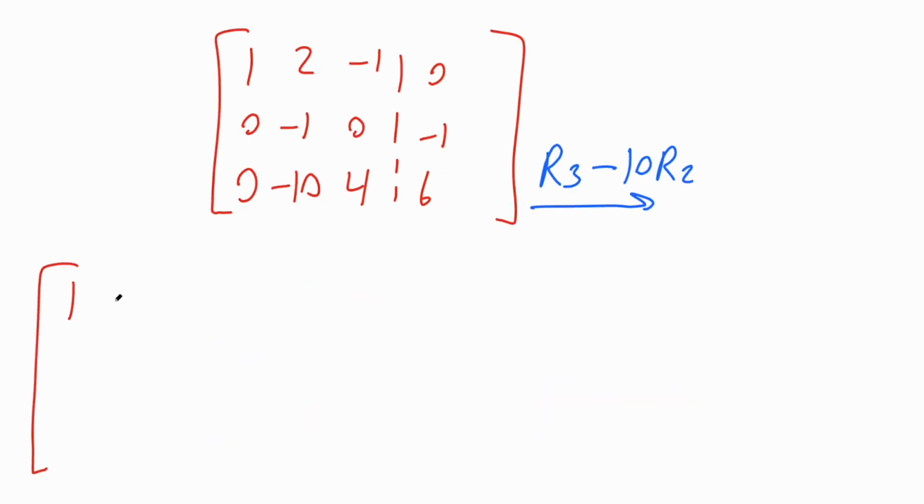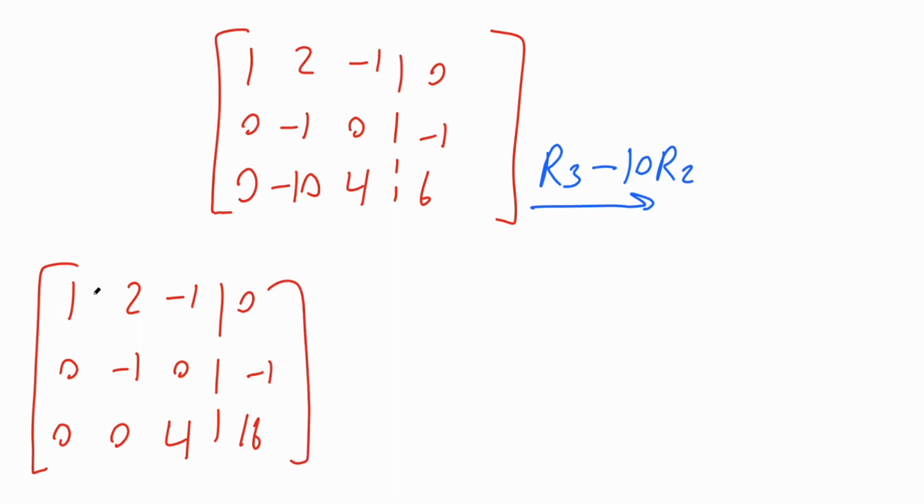So again, first row would remain the same, 1, 2, negative 1, dash, dash, 0, and then the other one is 0, negative 1, 0, negative 1, and now we're doing the third row. So we have 0 minus 10 times 0, which is just 0, negative 10 minus 10 times negative 1, which gives us positive 10, so negative 10 plus 10 is 0. Now we have 4 minus 10 times 0, so that's going to give us 4. And then the last one, 6 minus 10 times negative 1, so that's going to give us a positive 10. 6 plus 10 is 16, and we can close it.